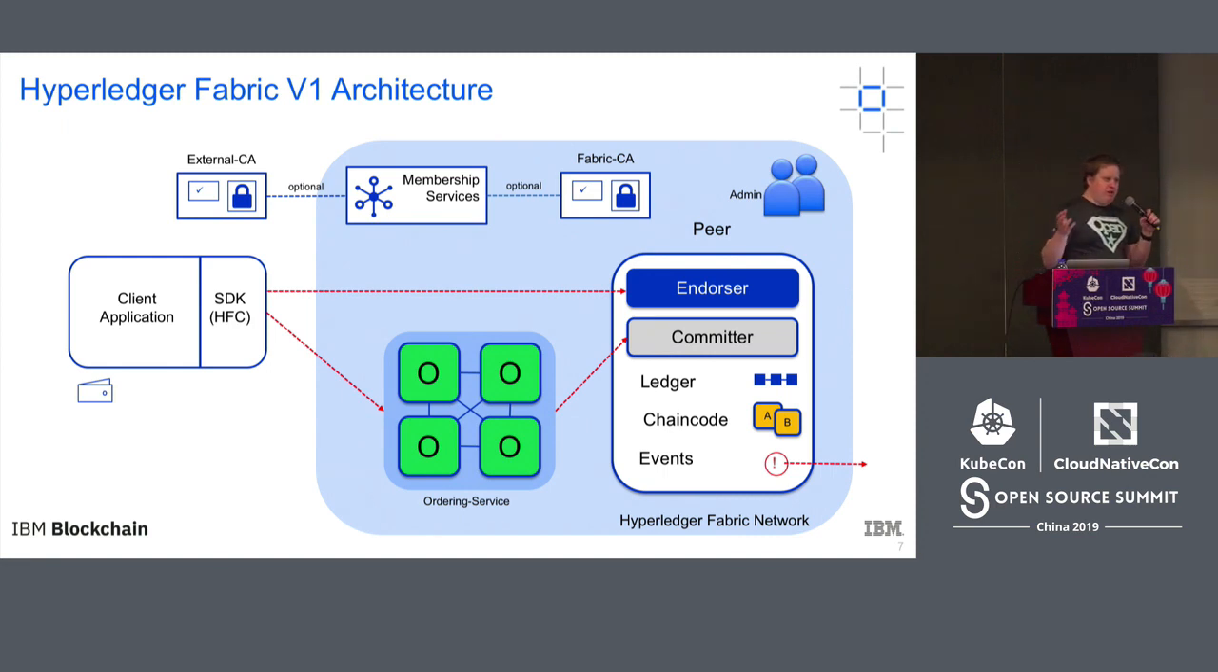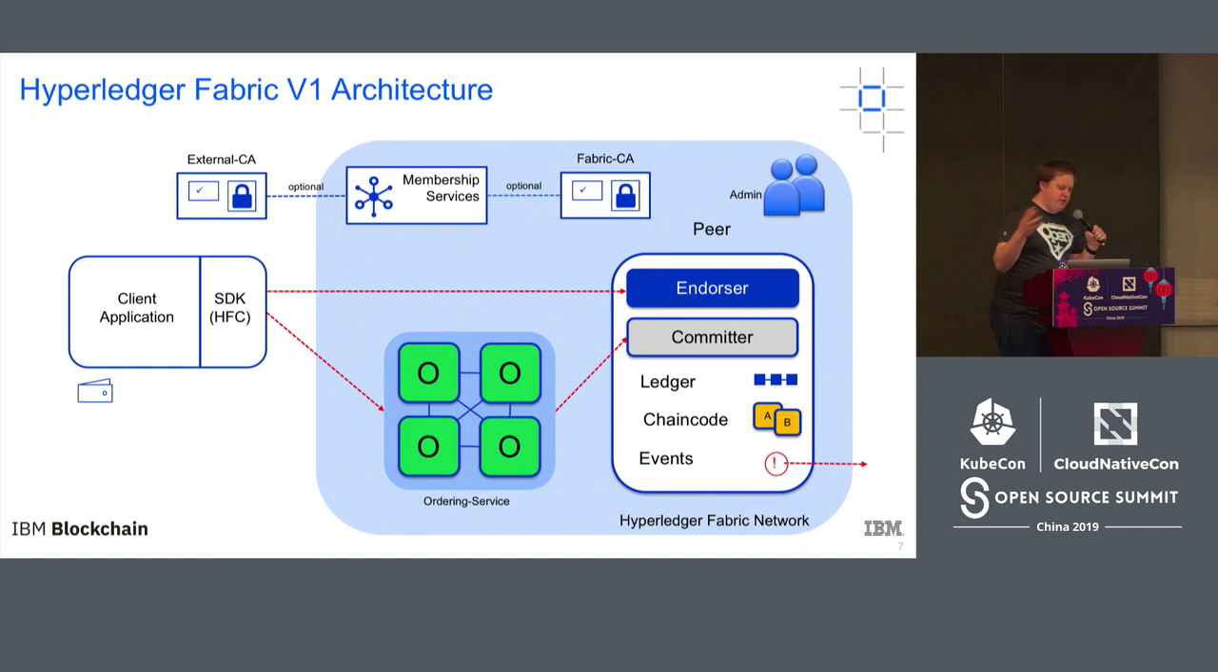Let's start with the peer. The peer is analogous to a node in most other blockchain networks. This is where the actual ledger is. This is the thing that has the blocks. You can query the ledger to get data out of the blocks, as well as the chain code that is executed when you provide an execution request to the network. The peer is where the execution occurs.